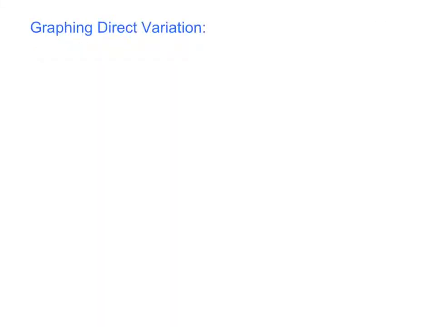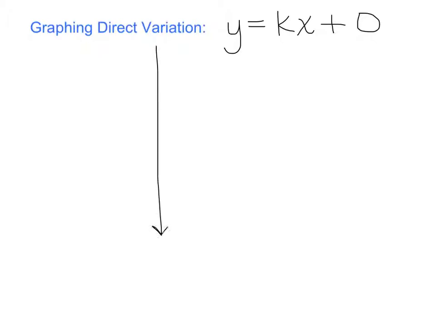Okay, our last concept in this lesson is graphing direct variation, and I just want to touch on this a little bit so you'll understand. Remember, in the previous slides, I mentioned that direct variation comes in this form, and our y-intercept is always 0. So that means that when you graph it, your graphs will always go through the origin.